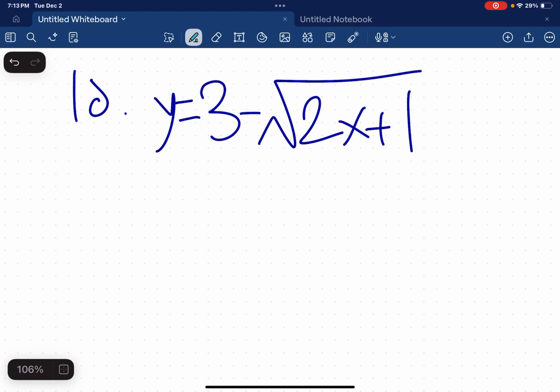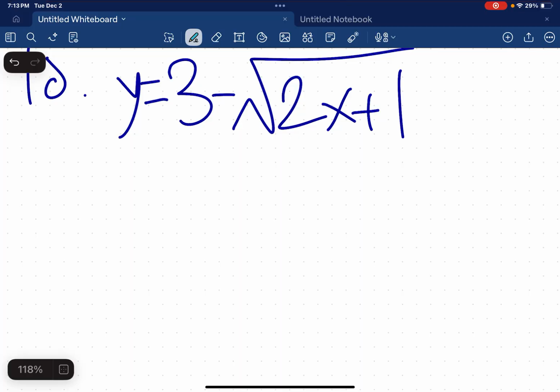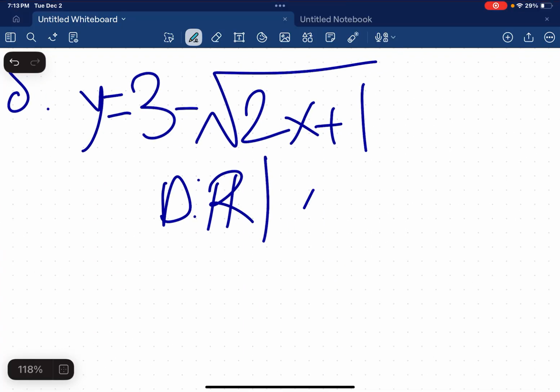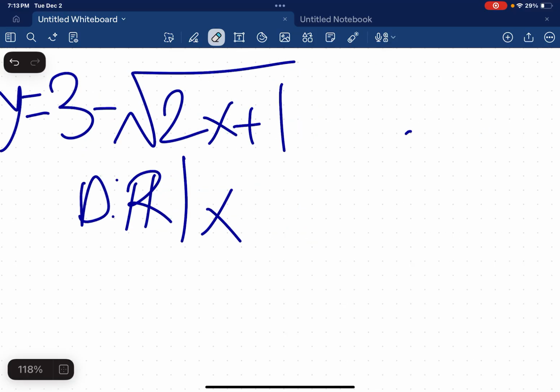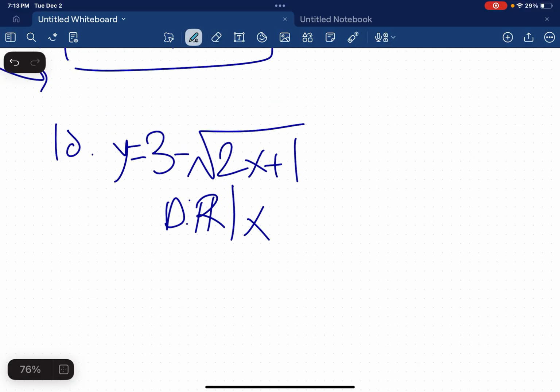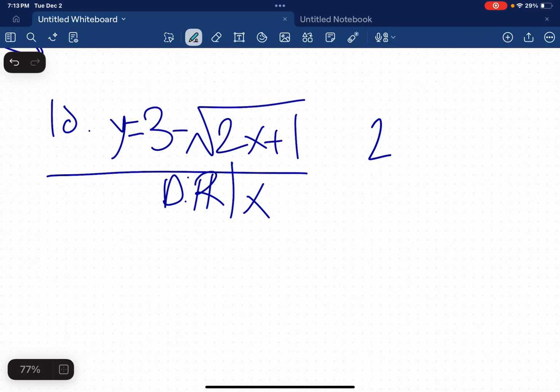Let's see. Let me think about this real quick. Okay. So let's go ahead and start with our domain. Domain is going to be equal to all real numbers such that 2x plus 1 is greater than or equal to 0. X is less than or equal to negative 1/2.